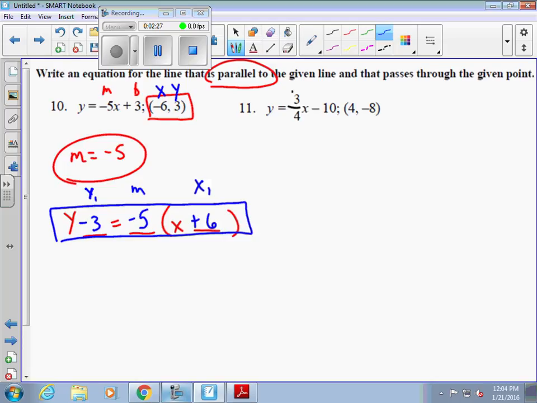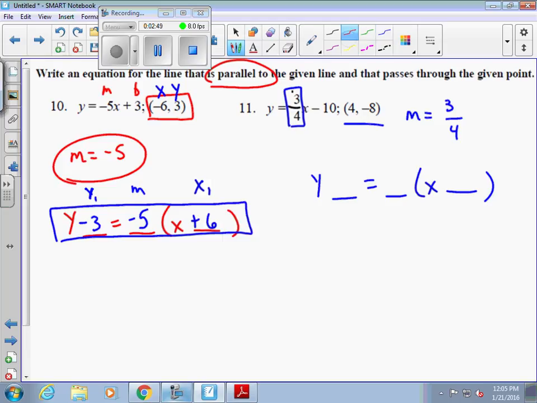Same thing for number 11. You're given something, it wants a parallel version of it. Remember, parallel means the same slope. So your m value for this one is 3/4. So this is your point, 4, -8. Y minus y sub 1 equals m times x minus x sub 1. Plug in your slope first. Remember, that's not going to change. Your m value is going to stay as positive 3/4.